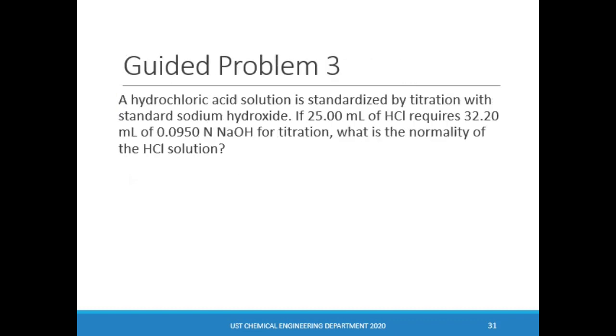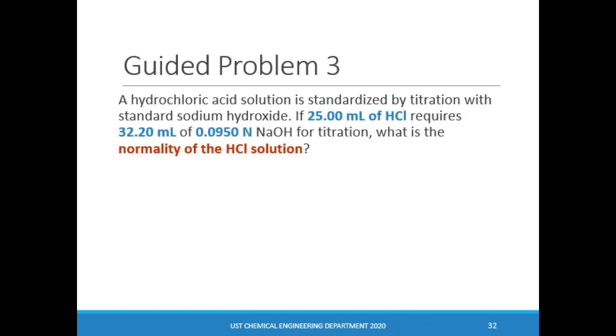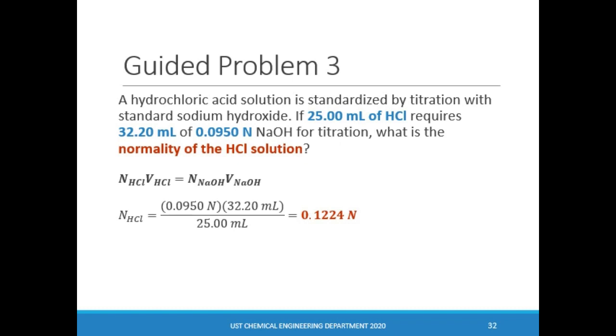Now let's check your understanding of the normality calculations by answering this problem. A hydrochloric acid solution is standardized by titration with standard sodium hydroxide. If 25 ml of HCl requires 32.2 ml of 0.095 normal NaOH for titration, what is the normality of the HCl solution? Since the concentration and volume of the titrant NaOH are given as well as the volume of the analyte HCl, we can use this equation to solve for the concentration of HCl in normality units. Substituting the givens and calculating, we get 0.122 normal HCl.